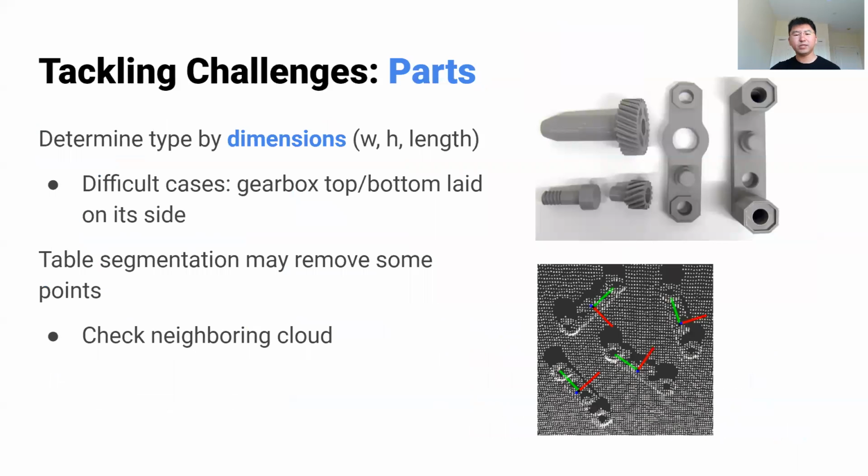For the parts to put into the caddy, we determine the type by the dimensions: the width, height, and the length. However, there are difficult cases. For example, the gearbox top and the bottom, as you can see on the right, are difficult to recognize when they are laying on their side. Sometimes table segmentation may also remove some points from the parts. In this case, our algorithm will check the neighboring cloud and consider it as part of the object.